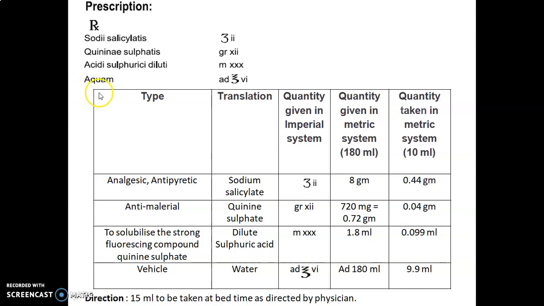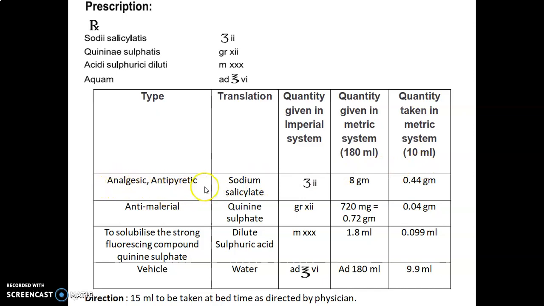Let's discuss in detail the formulation table: category, that is the use or role of the ingredient; translation, meaning the name of the ingredient; quantity given in the imperial system, as the formula is given in Latin terminology. Here we write the quantity given in the imperial system, the quantity given in the metric system for preparing 180 ml, and the quantity taken in the metric system to prepare up to 10 ml.